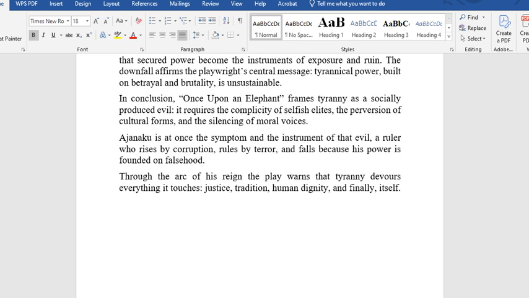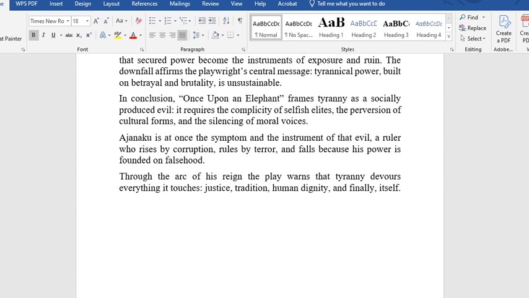In conclusion, Once Upon an Elephant frames tyranny as a socially produced evil. It requires the complicity of selfish elites, the perversion of cultural forms, and the silencing of moral voices. Ajanaku is at once a symptom and the instrument of that evil, a ruler who rises by corruption and rules by terror and force because his power is founded on falsehood. Through the arc of his reign, the play warns that tyranny devours everything it touches: justice, tradition, human dignity, and finally, itself. So, it is what we witness in that play, self-destruction.